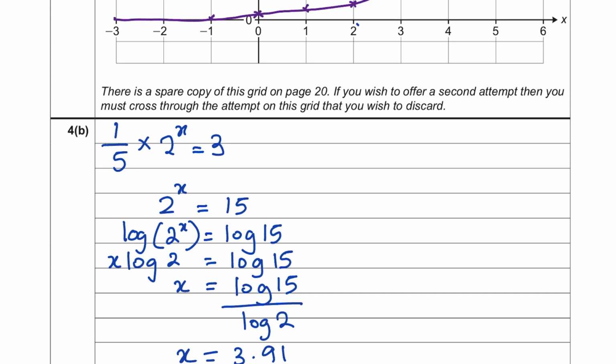Alternatively, you can use another method, which is that we have 2 to the x equals 15. We can say that log base 2 of 15 equals x, and this would give you the same answer. 3.91 equals x.